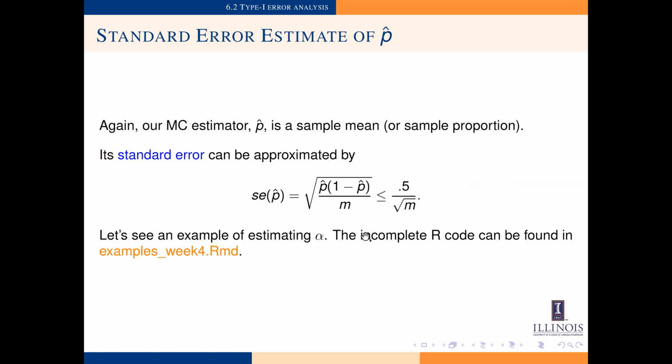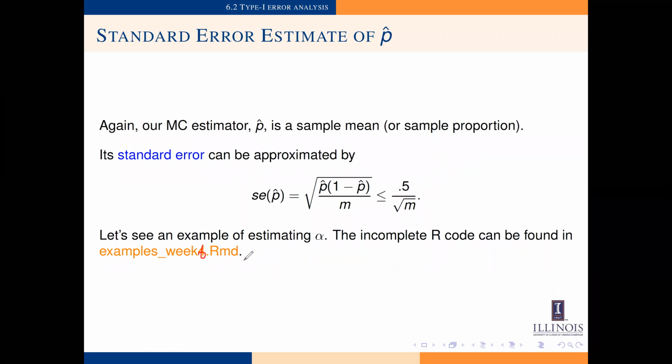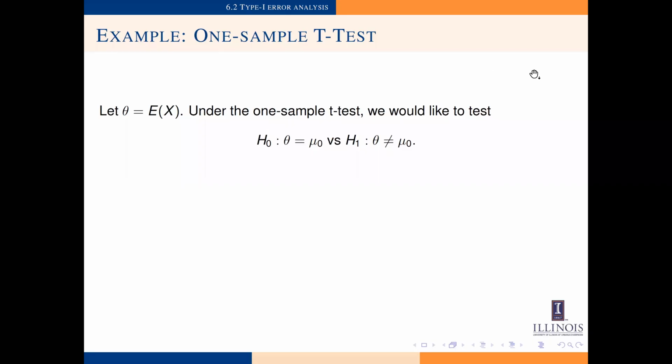So now let's see an example of estimating the empirical type 1 error rate alpha. The R code for this week is given in examples week 6 .rmd. For this week, the R Markdown file contains incomplete R code. For some of the code chunks, you will need to fill in the code yourself. However, you can find all of the code inside our slides. Okay, so let's look at the example.